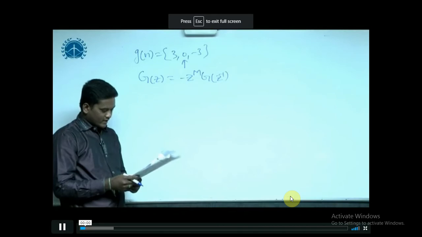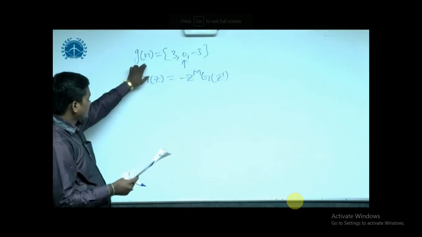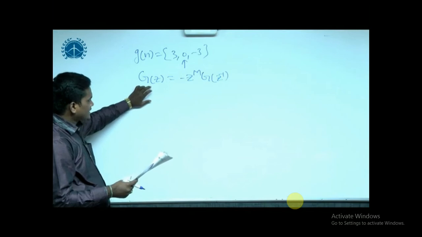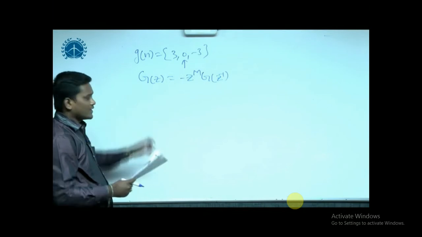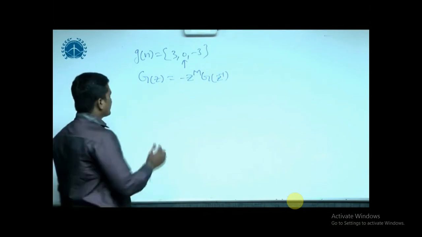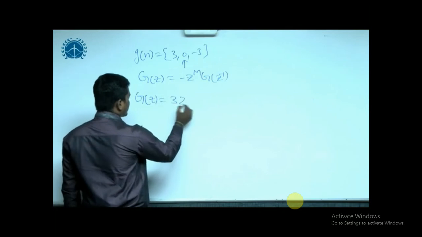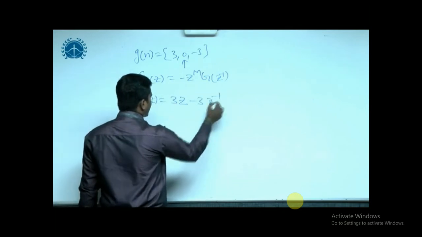The question is, signal g of n is given as this one, and this relationship is given: G of z equals minus z power M into G of z inverse. Then what is the value of capital M? Okay, first, let us find G of z. That equals 3z minus 3z inverse.